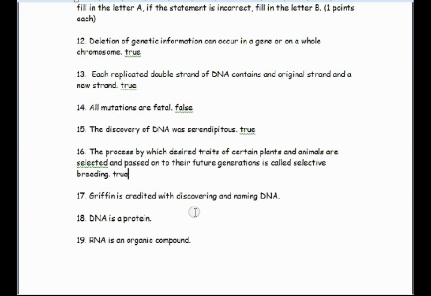Griffin is credited with discovering and naming DNA. You don't need to know that one. DNA is a protein. That's false. DNA is a nucleic acid. RNA is an organic compound. That's true. That's the organic compound called nucleic acid.